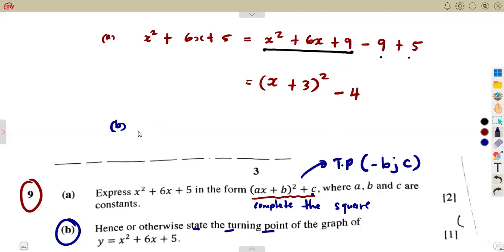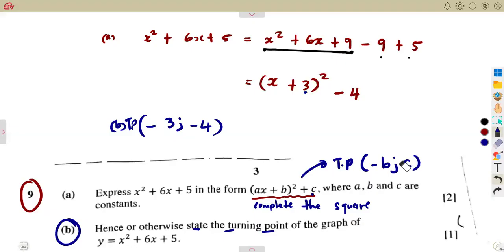So if you are using the hence method, it's just a continuation. So you take this, you put a negative there. So it's going to be a negative 3. Then the part of C, as we saw here, C is remaining as it is. It's not affected. So meaning to say this number is not affected. It is just going to remain as it is. So therefore, our turning point in this case was going to be -3, -4.